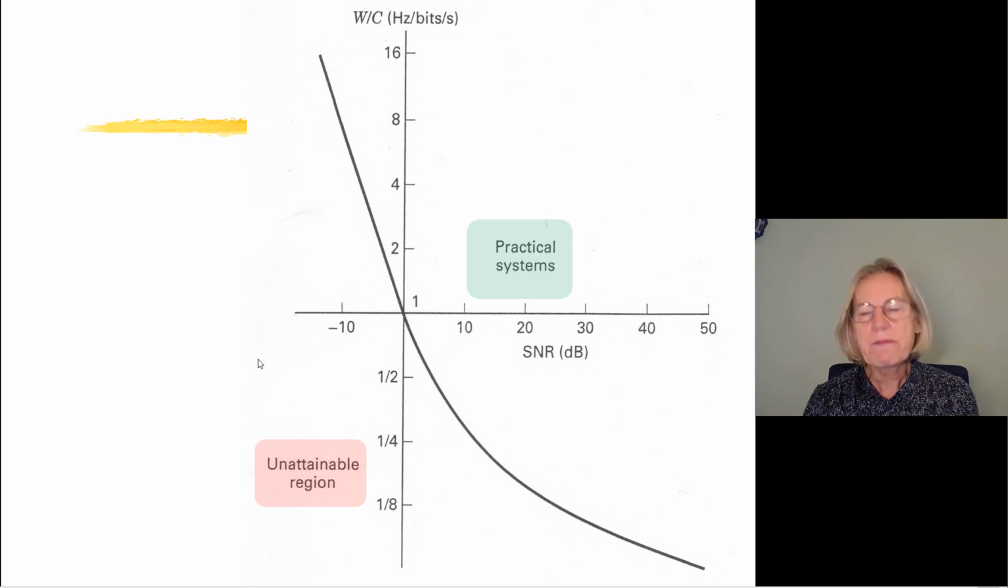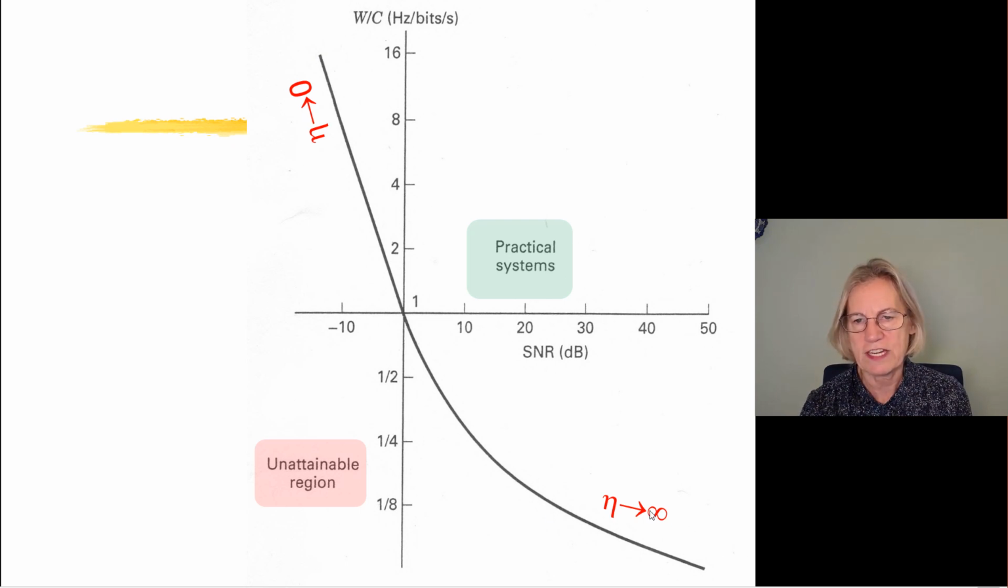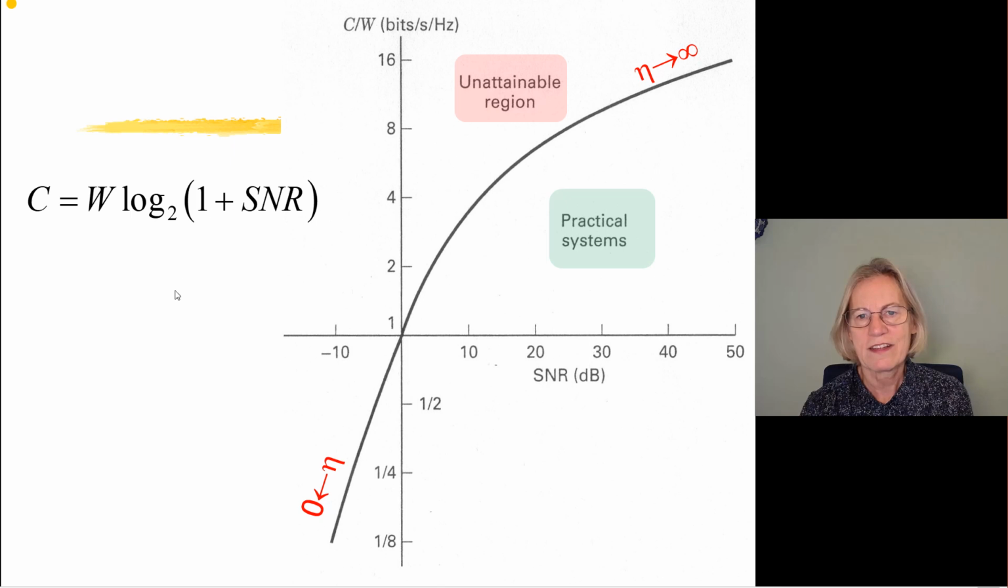So let me flip this around and say that I want to plot W divided by C, and now it's hertz per bit per second. And I get the same curve, but now this would be the practical system. This would be the unattainable one. This would be efficiency going to 0 and efficiency going to infinity. So this is just another way that you will sometimes see Shannon's complexity plotted, but we're going to use this version of the plot.